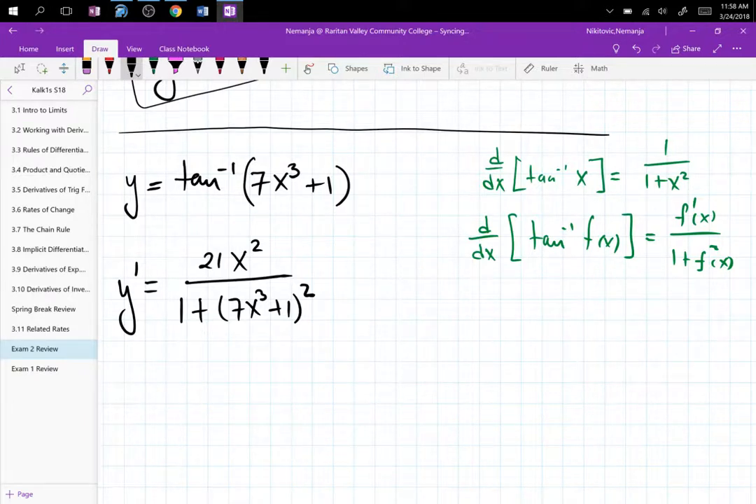Yes? For your test on chain rule, do you care what version you use? No. Chain rule is chain rule. It's been largely unchanged since it was developed in the 1700s. So.